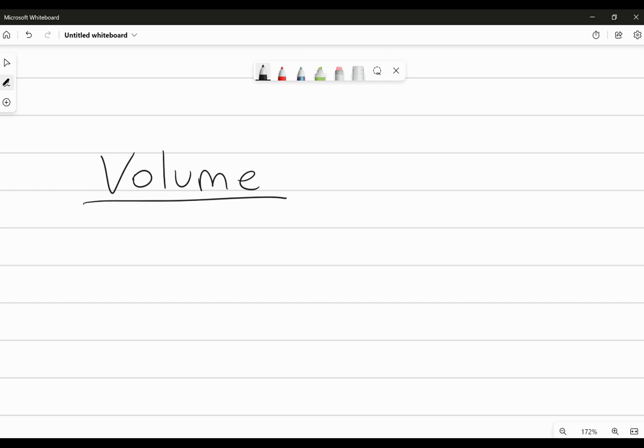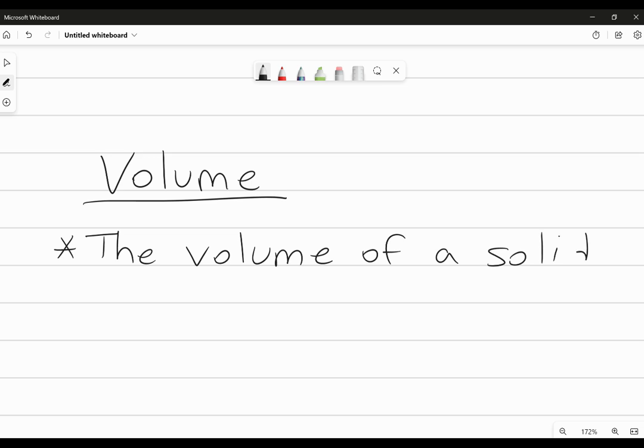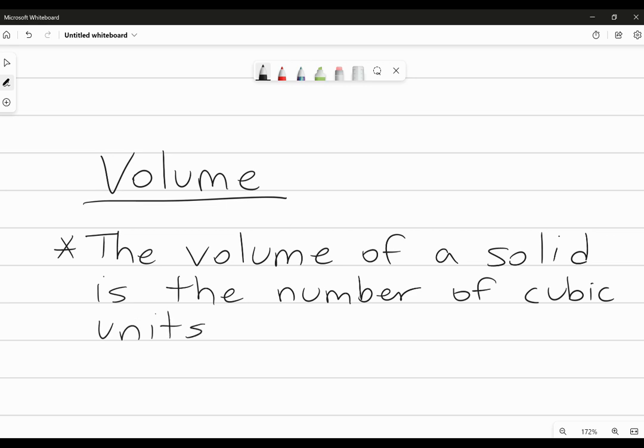All right, in this video, we're going to take a look at volume. So remember, the volume of a solid is the number of cubic units contained in the solid's interior.